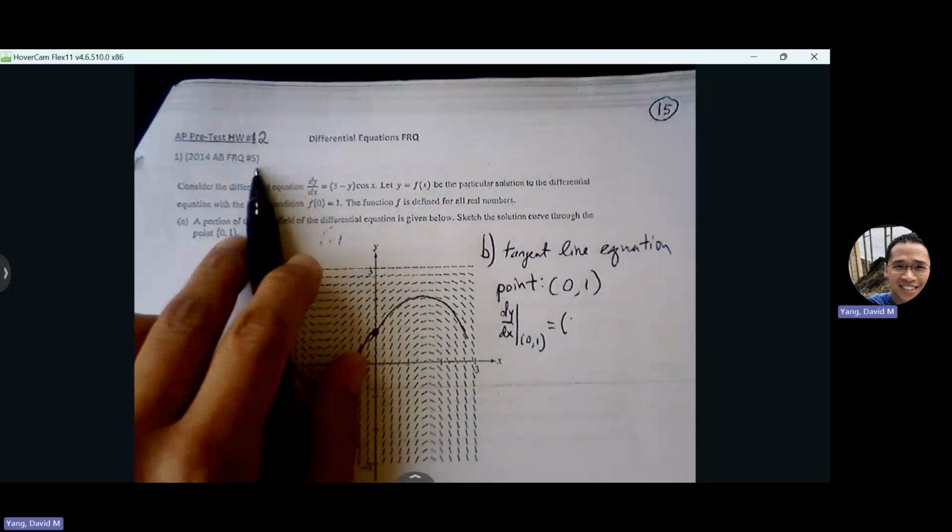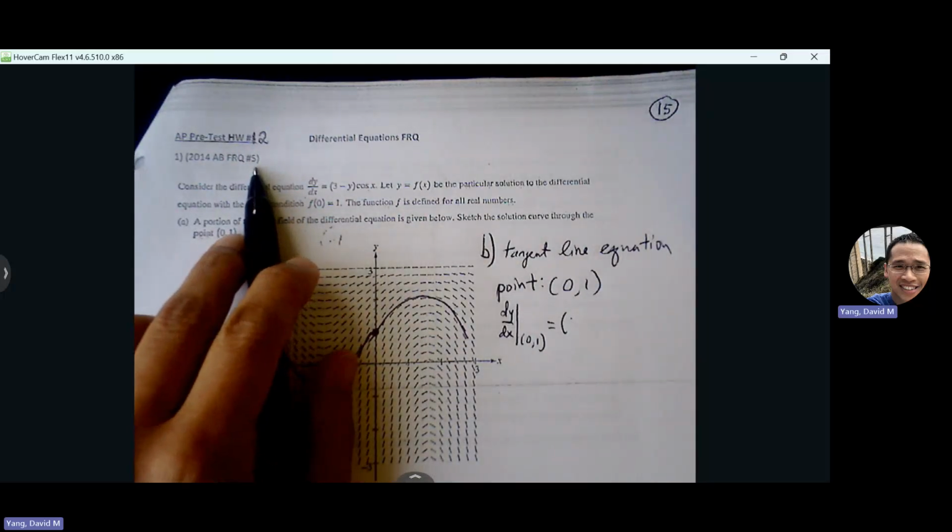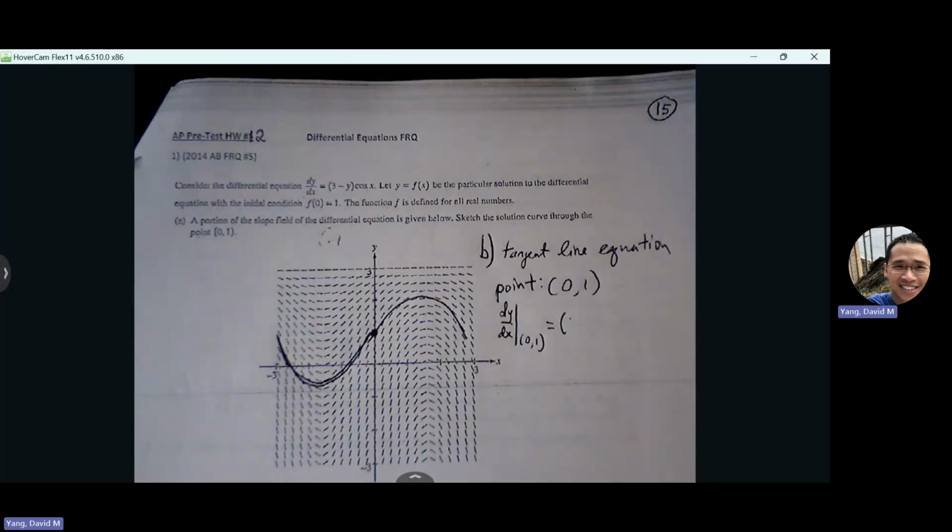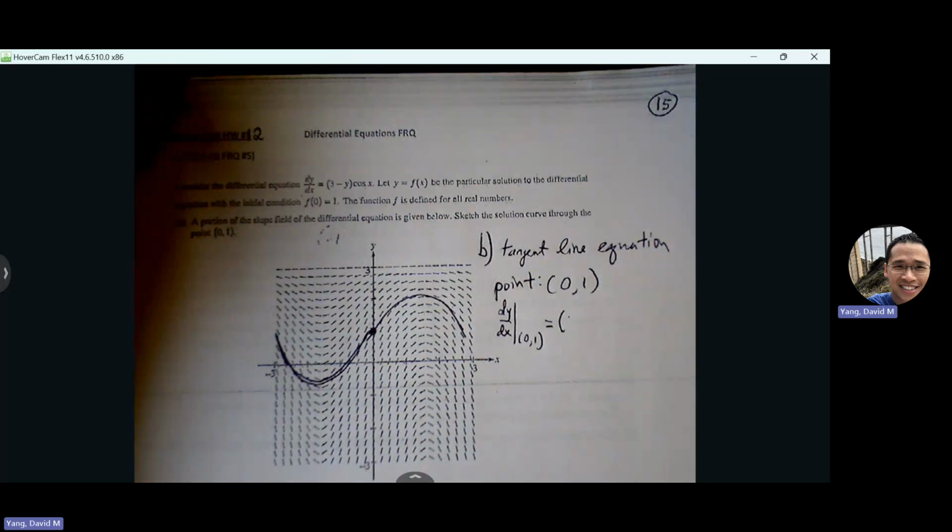This is FRQ number 5 from 2014, so this is non-calculator. Which means, on the quiz Thursday you'll get to use your calculator, but I think it's good for us to get an idea of how we answer the question without a calculator. The way that you do it is you leave your answer unsimplified. Don't try to add any of the fractions or decimals together. Just leave it all unsimplified, and that will be sufficient.